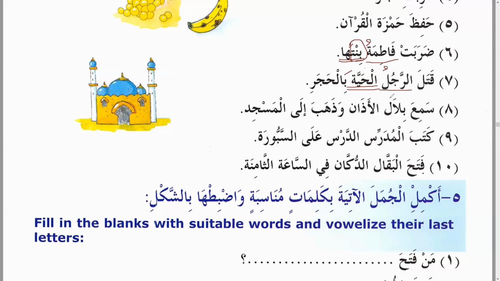Sami'a Bilalun. Bilal heard. Fa'il. Adhana is the maf'ul. Bilal heard the Adhan. Here there's no maf'ul anyway. Wa dhahaba ila al-masjidi, and he went to the masjid. The dhahaba is lazim, right? It's an intransitive verb. So we won't have any object. He just went. There's no what.